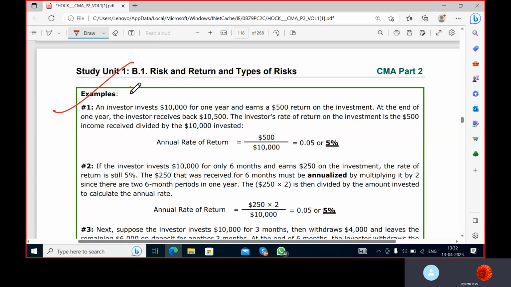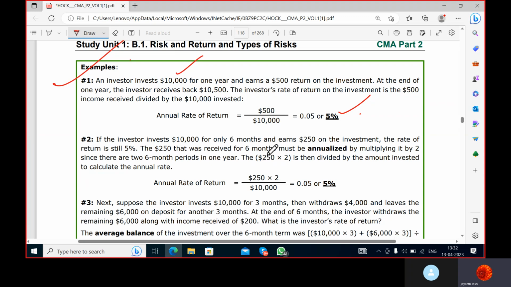10,000 per month, around 500 in return. 2.5, 5%. Very simple. They have given that you have invested $10,000 and you're making $500 as the return, so 5%.